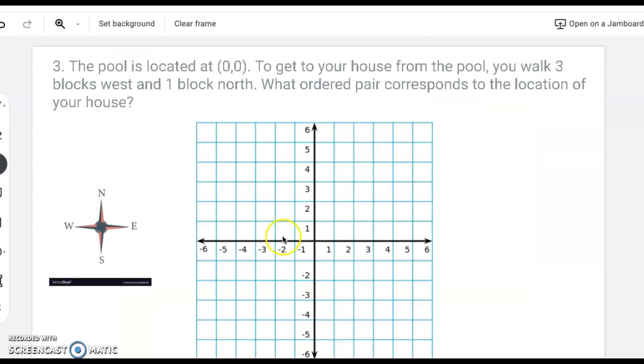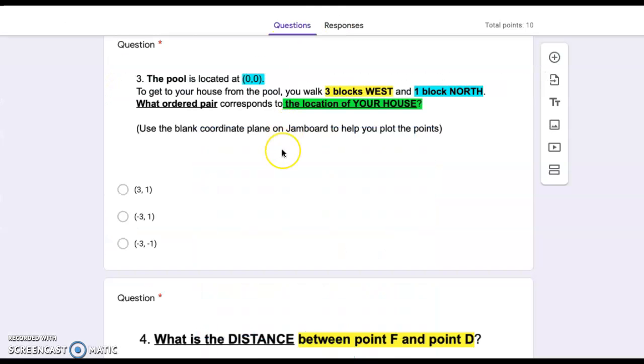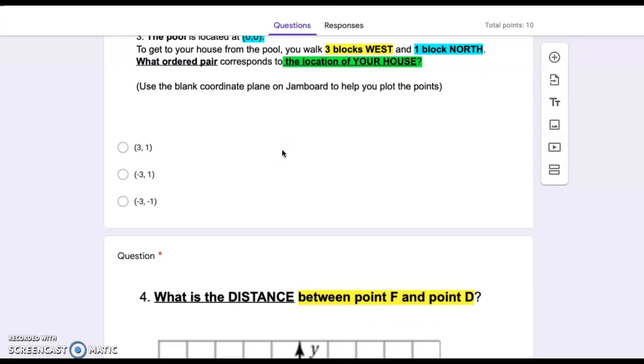It looks like this. And I would use the pen on the side over here to plot your points accordingly to the directions. And you can use the cardinal direction picture to help you which way is north, east, south, or west. Your choices for the ordered pair that corresponds to the location of your house are 3, 1, -3, 1, or -3, -1.